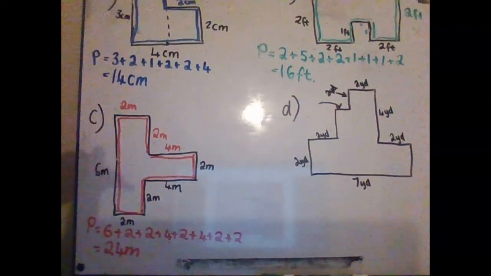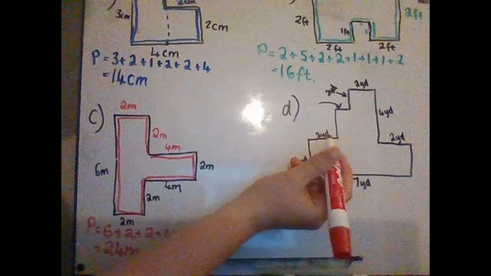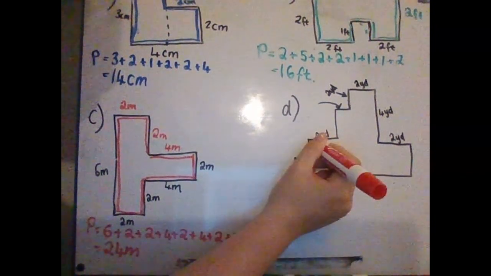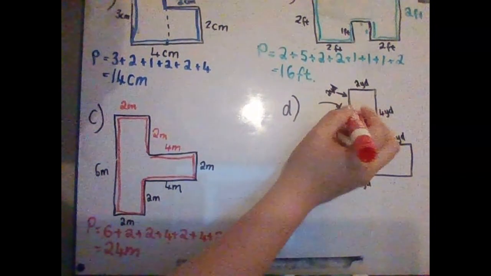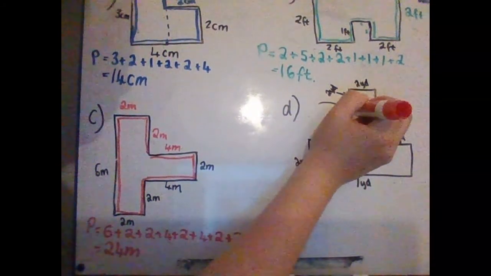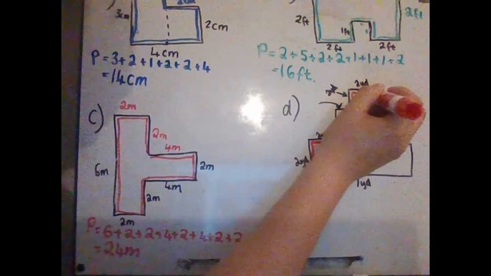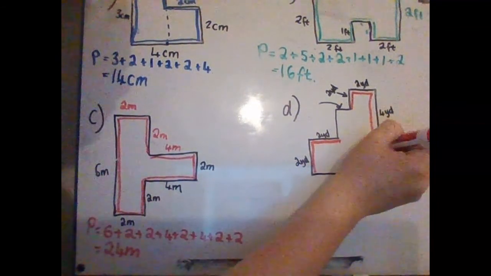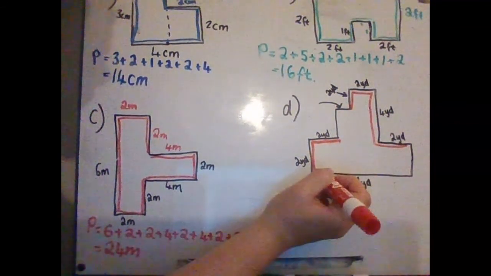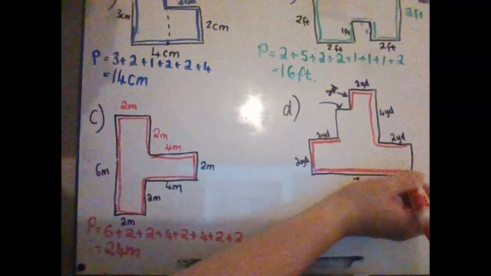Okay, I have this side length. I have this side length. I don't have this one. I don't have this one. I have this is 2 yards. This is 2 yards, 4 yards, 2 yards. Don't have anything. And 7 yards.